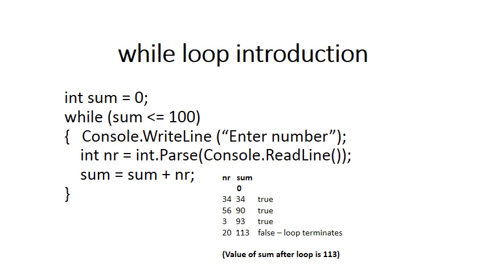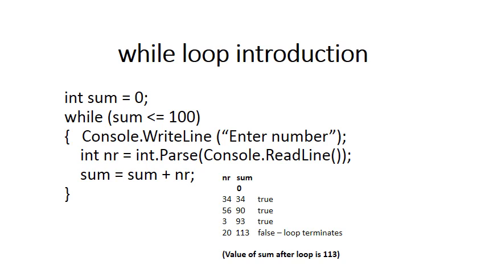Okay, so just to make sure that you know how the loop works. In this case, we start by initializing sum as zero. The condition is true, so we go into the body of the loop. The user enters the number 34. Sum becomes 34. Then we go up to the condition, which is still true. We repeat the body of the loop. The user enters 56. Sum becomes 90.